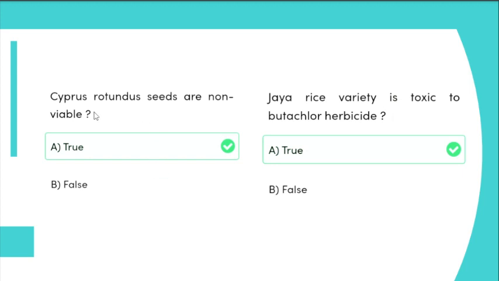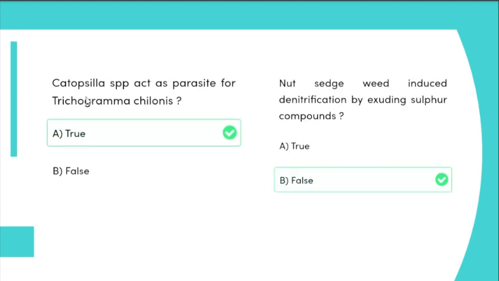Next question, Cyperus rotundus seeds are not viable. So this is true. JRF variety is toxic to butachlor herbicide. This is also true. Next question, Catopsilla species acts as a parasite for Trichogramma chilonis. So this is also a true statement. Next question, nut sedge weed induces denitrification by exuding sulfur compounds. So here the answer is B, that is false. Nut sedge weed induces denitrification by exuding carbon compounds. If in the place of sulfur, carbon is written there, this will be true.